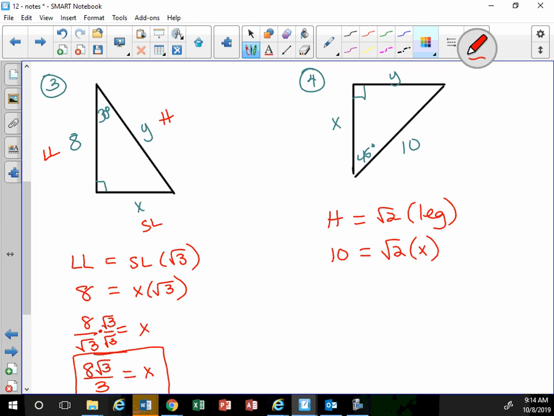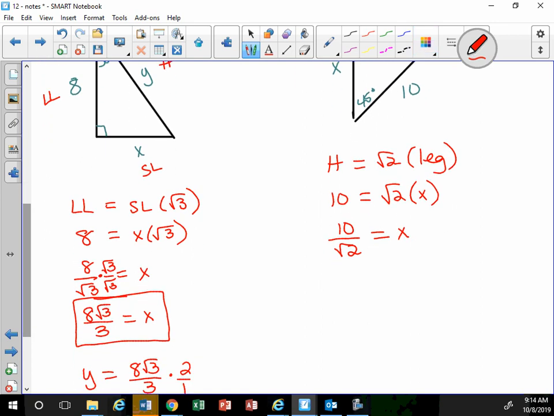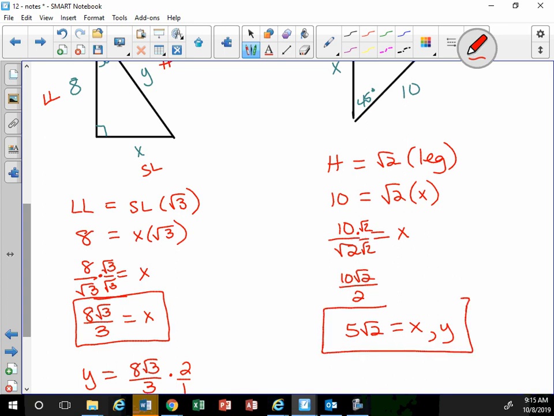So how do I solve? 5, right? So I get 10 over root 2. And then how do I rationalize? So I get 10 root 2 over 2, which reduces to 5 root 2. And that's going to be x and y. Okay?